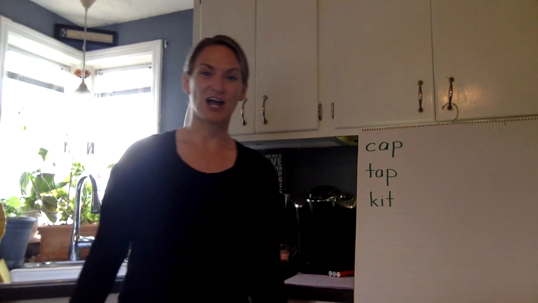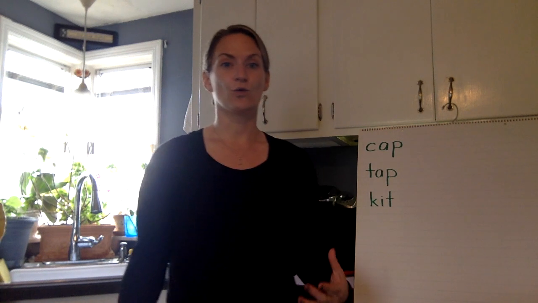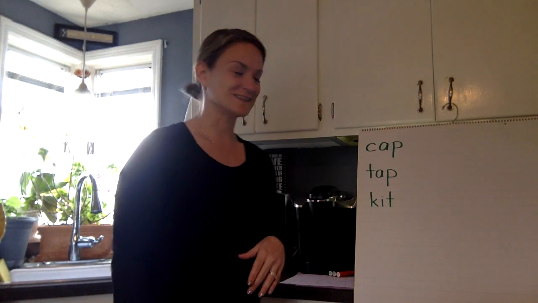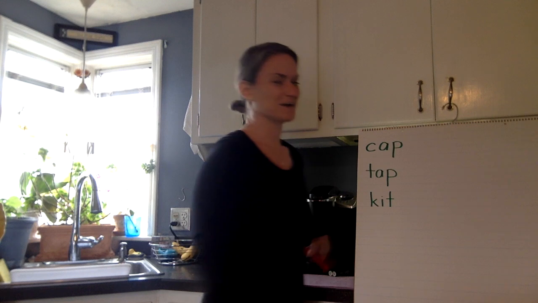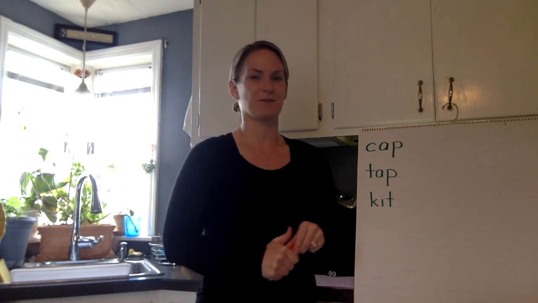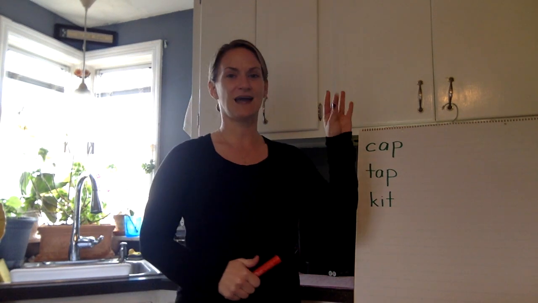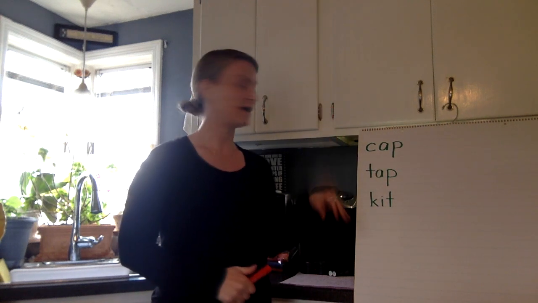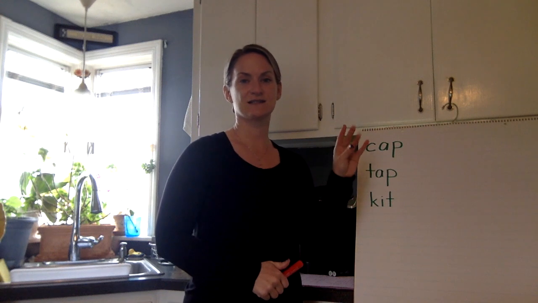Nice job, nice job. Okay, so today I'm going to talk about how we make that long vowel sound when we're writing words, when we're spelling words. So right now I have three words that are super simple words that we knew how to tap even before we came into first grade. So we have k, ap, cap, we have t, ap, tap, and we have k, it, kit.